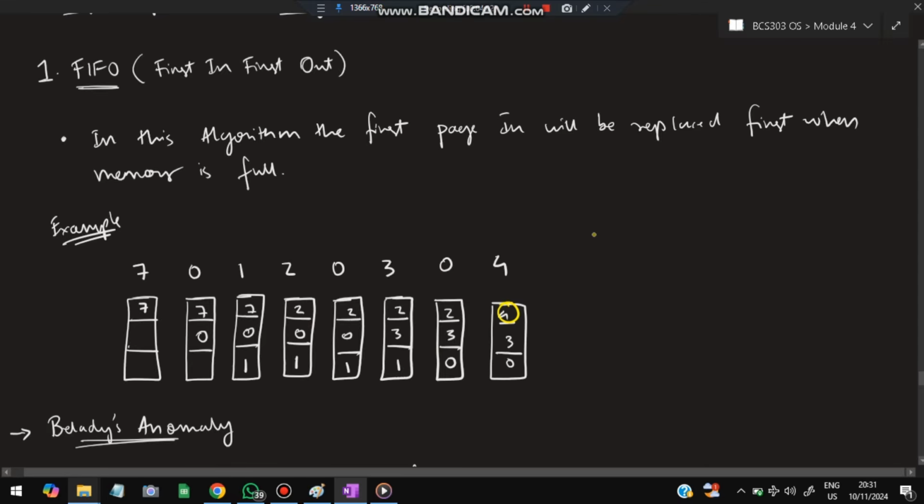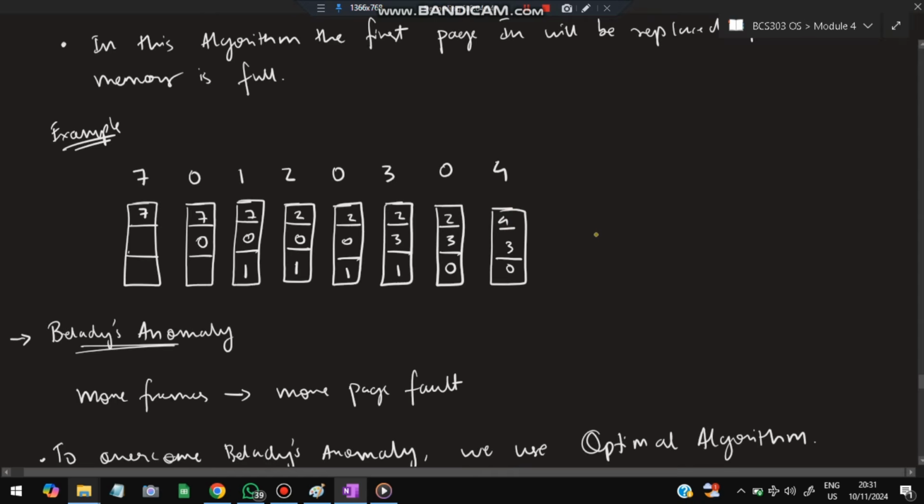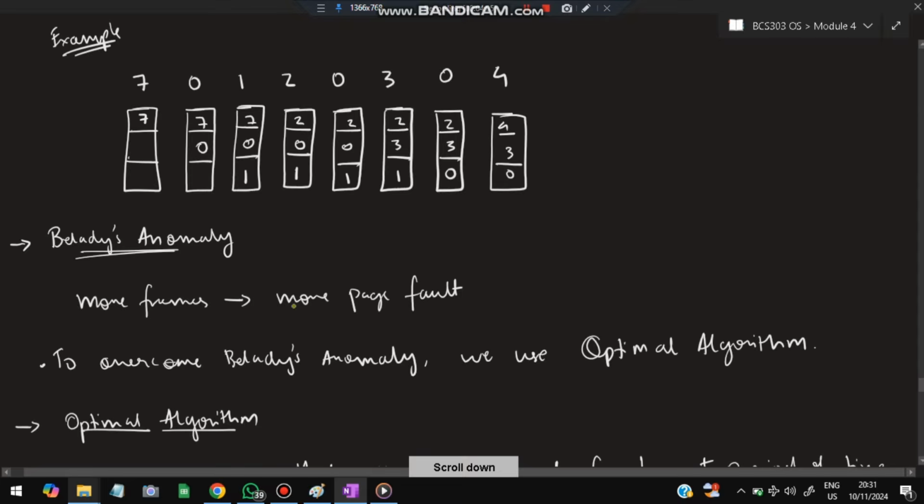Now in the FIFO algorithm, what happens is Belady's anomaly. What that means is, more frames means more page faults. What is a page fault? Suppose I wanted number 3, but 3 is not already present here, so I have to replace something. That is called a page fault. In the case of 0, 0 is already present here, so I will not be replacing 0, I will be using the same 0. That is not a page fault. Got the difference? Now more frames means more page faults. This is what Belady's anomaly suggests.